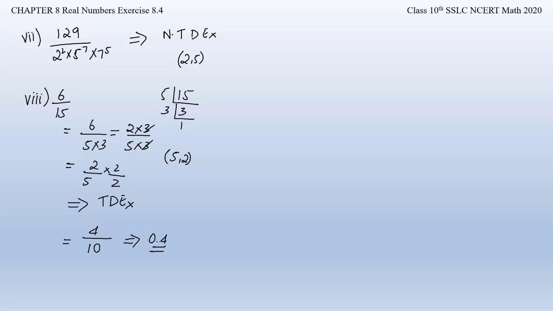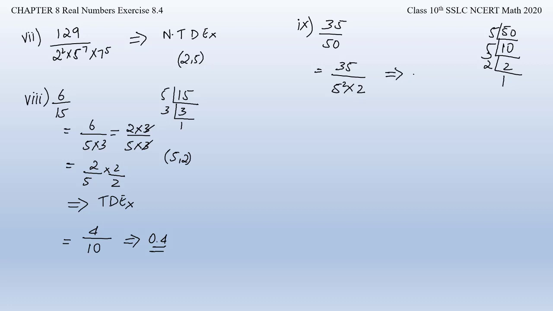So let us move to our next question, question number 9. 35 divided by 50. Now let us factorize the number 50. 5 1s are 5, 5 2s are 10, and 2 1s are 2. So we can write 35 divided by 5 square into 2. So here we can observe that the denominator has the pair 5, 2. So we can say that this rational number is a terminating decimal expansion.